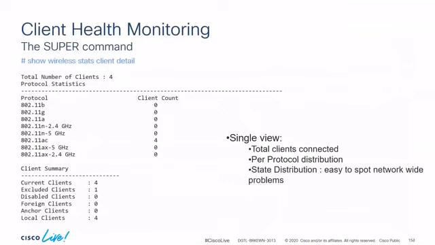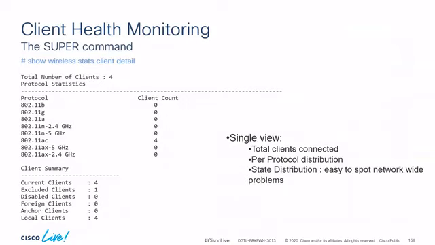Now, the next big entity on the wireless network for us is the clients. And client health monitoring is of utmost importance to know what kind of wireless service you're able to provide to your end users. For client health monitoring, we have one super command. It's called show wireless stats client detail, a single command which will provide a view into everything that is going on in the box.